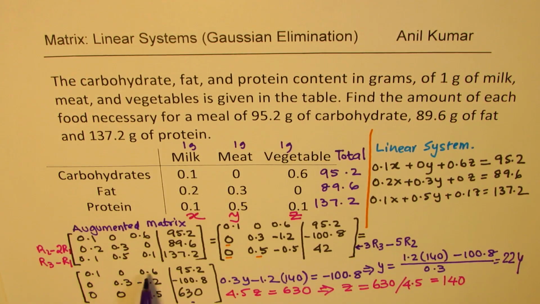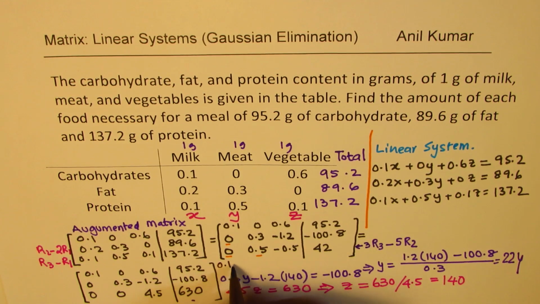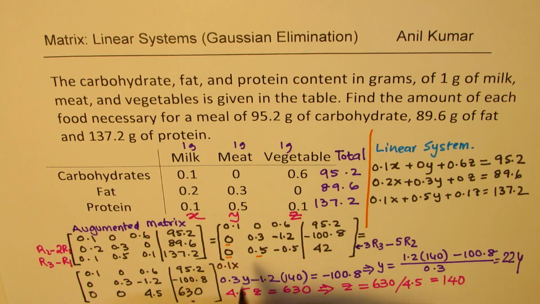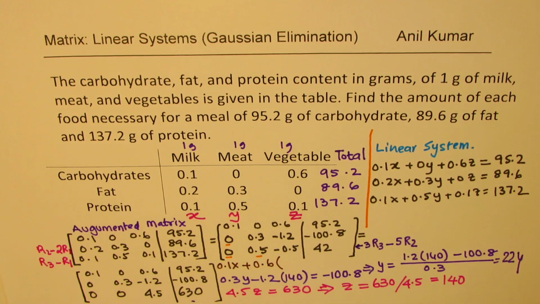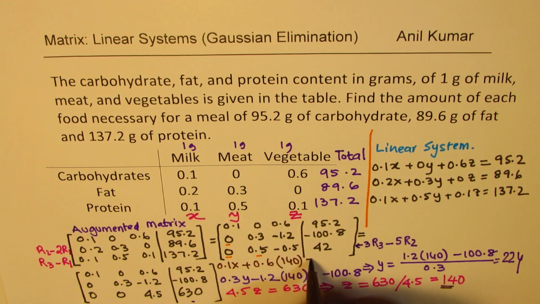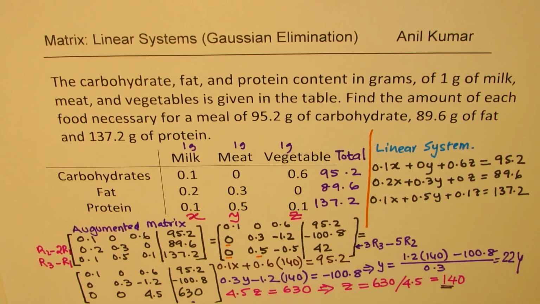Now we know these two values, we need to find the x value. Okay, less space. So let me squeeze this also in. We'll use another ink. So what we have here is 0.1x, that is 0, okay, plus 0.6 times z value, which is 140, correct? Equals to 95.2. So from here I can get the x value.